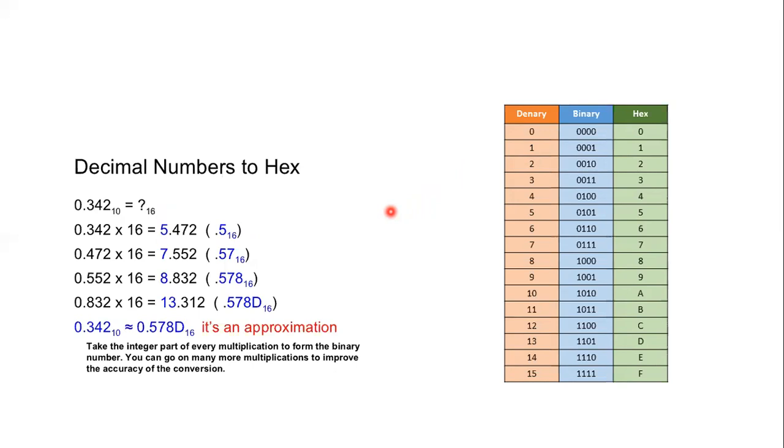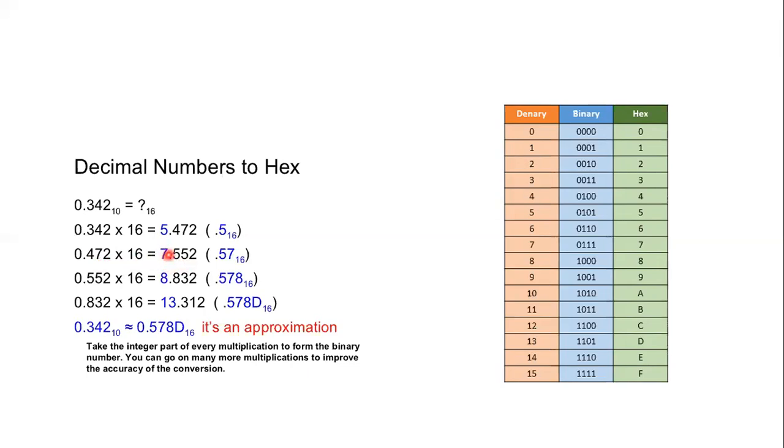So what is that? 0.342 in hexadecimal. The same way as the binary and octal. So 0.342 into 16. So the carry is 5 and the fraction is 0.472. Okay, we take the carry here. Again, the fraction is multiplied by 16. That is 0.472 into 16. The answer is 7.552.